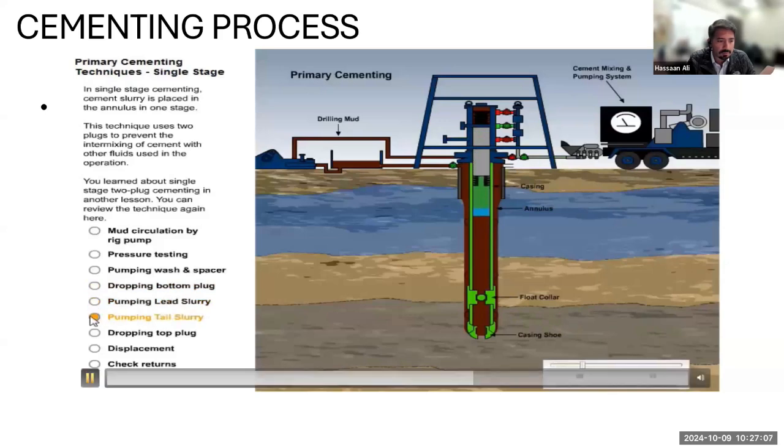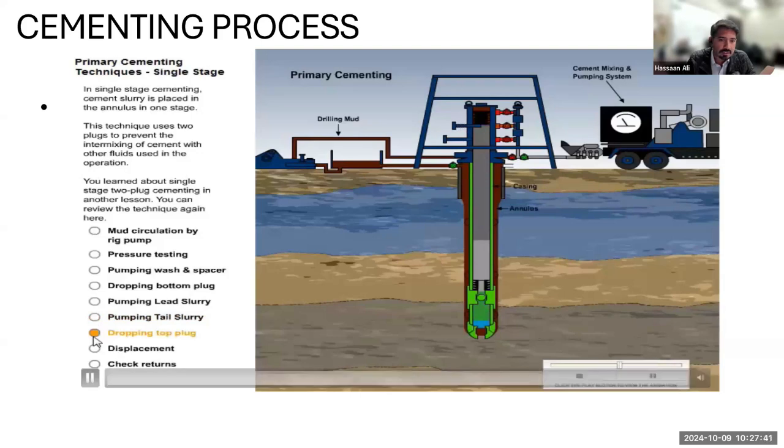And then we do something which is called pumping the lead slurry. Lead slurry has a different density compared to the tail slurry. It is called lead slurry because it is pumped first, followed by tail slurry. So you will see in the animation, we will be pumping tail slurry. So this is the lead slurry, and this is the tail slurry. Different densities, different additives, just different specifications. This is your bottom plug. It is all the way at the bottom.